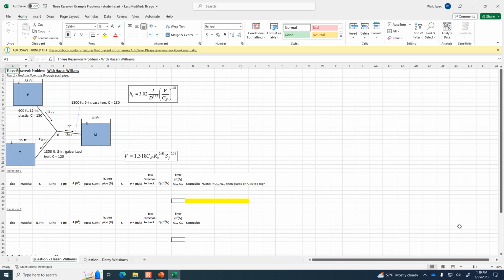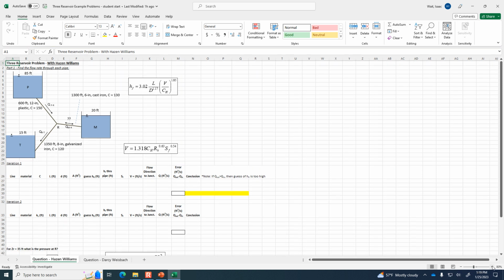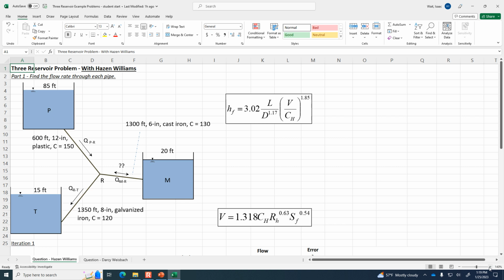It's got a pictorial summary of the problem here as well. So let's just analyze what we know. The water in the elevated pipe is at 85 feet. We're calling it the elevated reservoir, reservoir P. It's flowing through 600 feet of 12-inch diameter plastic pipe, C value 150.